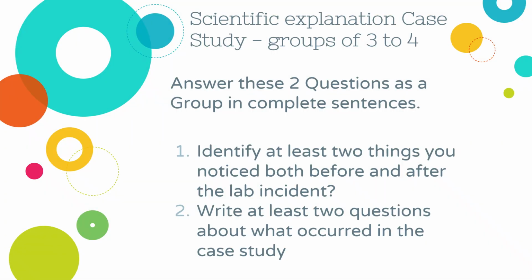While you're looking at those case study documents, please answer these two questions as a group in a complete sentence. So first, I need you to identify at least two things you noticed before and after the lab. So you should have 4 sentences here. And then 2, you need to write at least 2 questions that occurred in this case study. So what are 2 things that you're wondering about this case study? They do not have to be the same as your partner, so you can have more than 2 questions if need be, but I want at least 2.